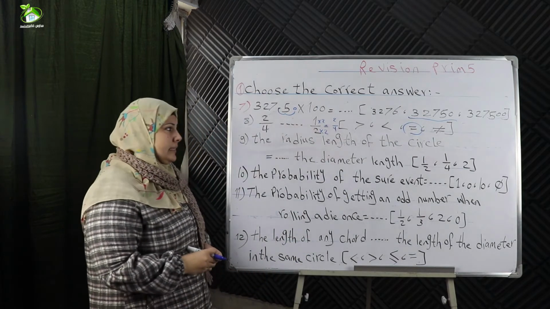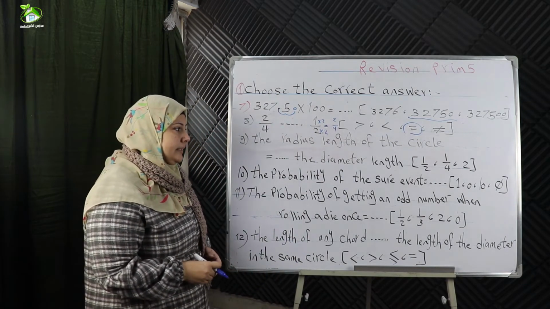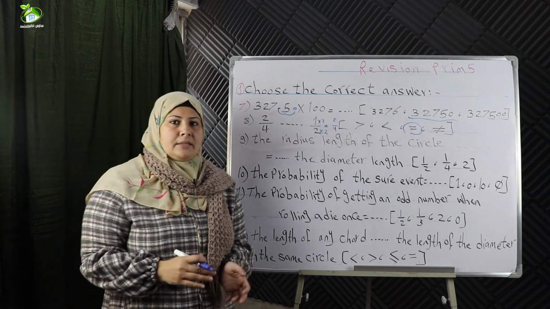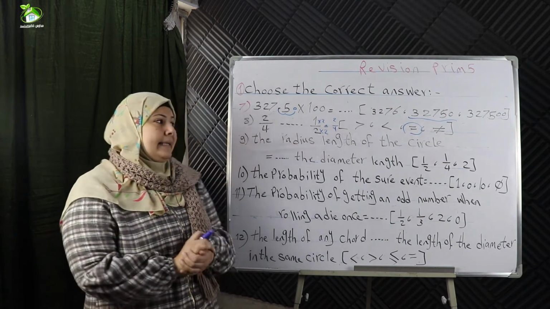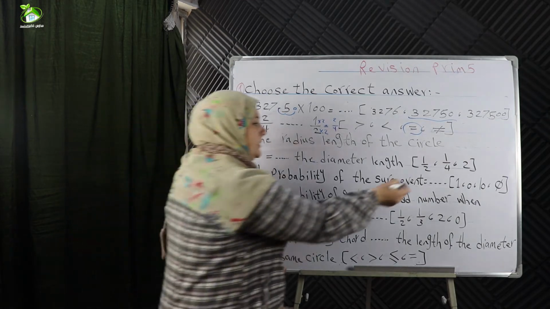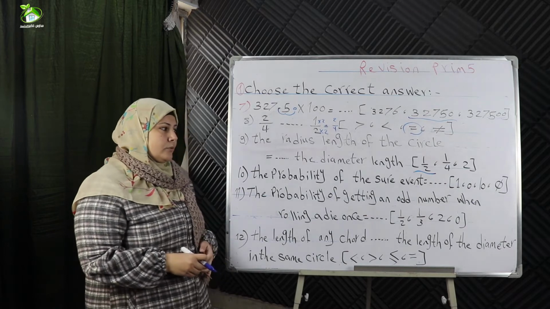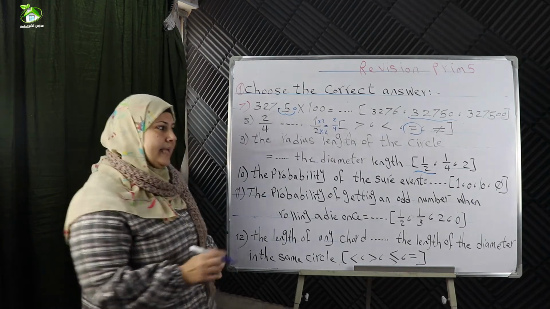Number 9, the radius length of the circle equals half the diameter length. Diameter is double the radius, diameter is twice the radius. Any radius equals half the diameter. Number 10, the probability of the sure event equals 1, as we said before.